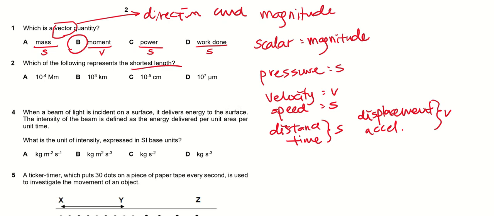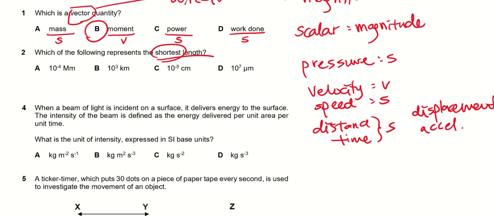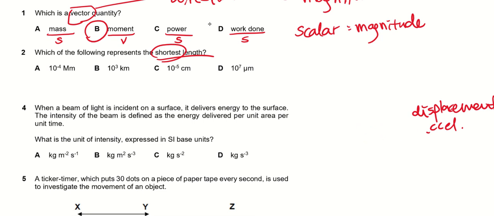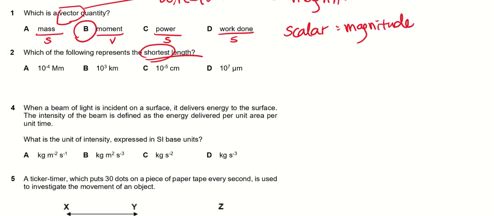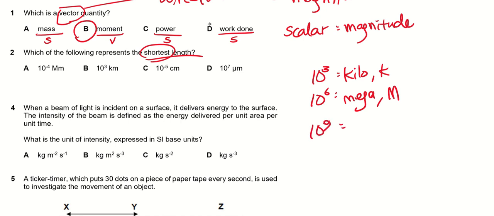Now, which of the following represents the shortest length? I'm looking for the shortest length. This question is testing us on prefixes. For prefixes, you need to memorize and also know how to manipulate them. We have 10 to the power of 3, which is kilo. 10 to the power of 6 is mega. You also need to know their symbols. Mega is capital M, kilo is small letter k. 10 to the power of 9 is giga, capital G. 10 to the power of 12 is tera, capital T.